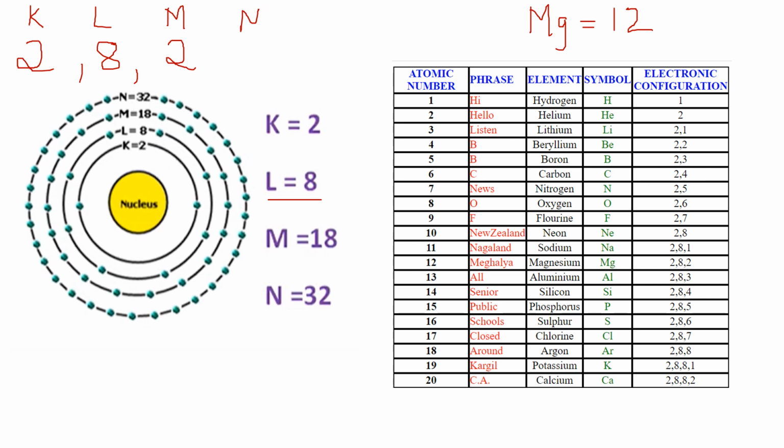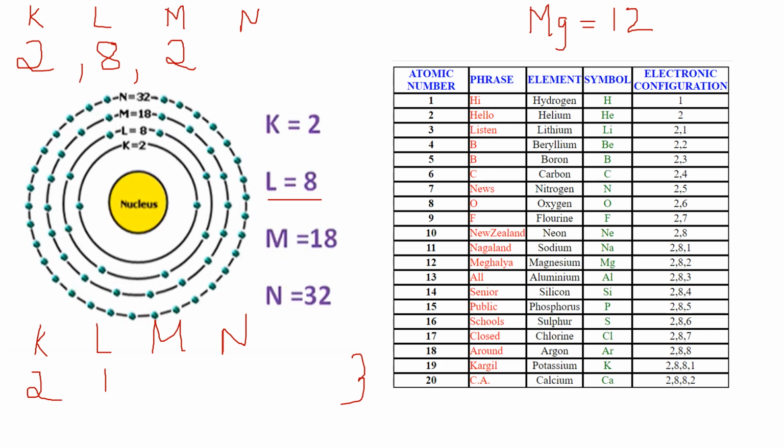How will you write the electronic configuration? First I will write K, L, M, N. Then the electronic configuration for lithium is 2 comma 1. How? Now, the atomic number is 3. Now, 2 is filled in K. Then the other one will be filled, like 3 minus 2 is 1. So lithium, 2 comma 1.